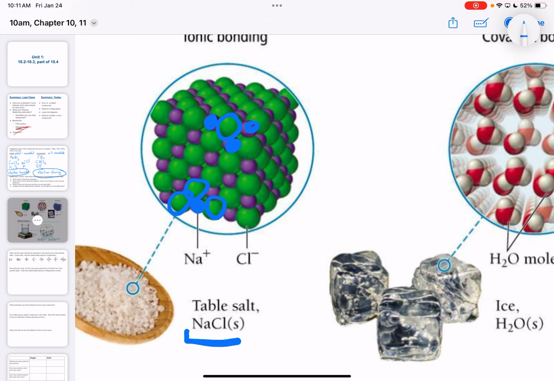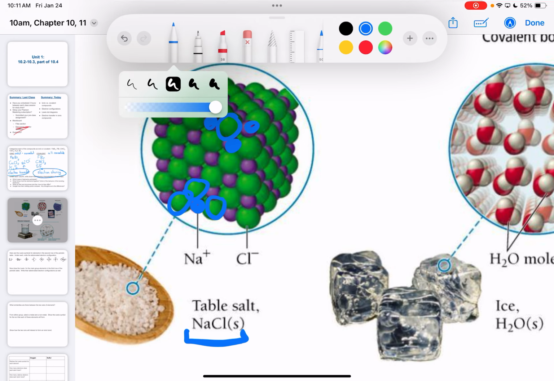Okay, so when we write the formula for an ionic compound, we are not writing how many there really are of each individual ion, and we're also not even showing what the charge is on the ion. We are just writing down the ratio. So sodium chloride has a 1-to-1 ratio of sodium plus ions and chlorine minus ions.